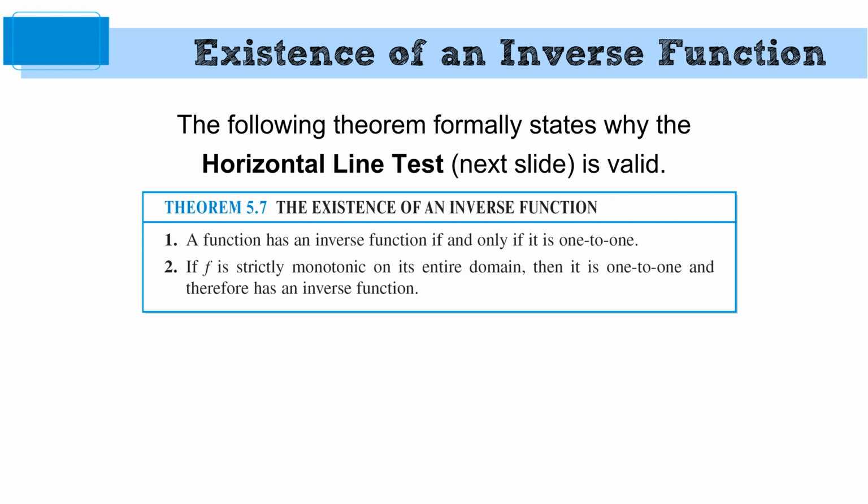A blue rectangle. We got some calculus speak going on there. A function can only have an inverse that's a function if it's 1-to-1. And if f is strictly monotonic on its entire domain, then it is 1-to-1 and therefore has an inverse function.